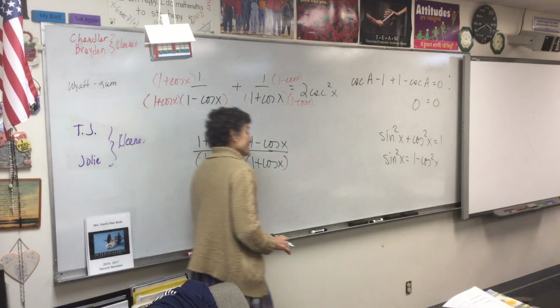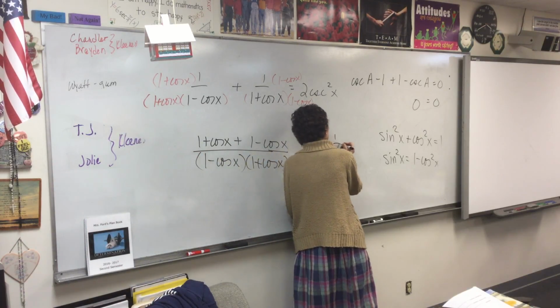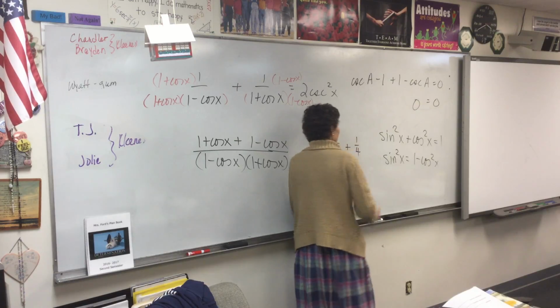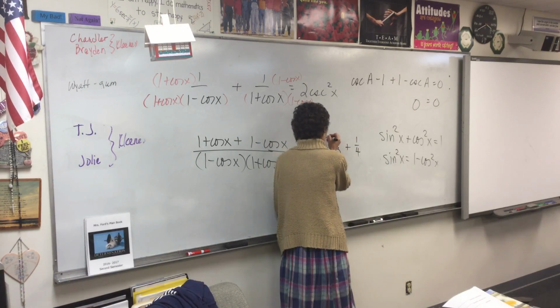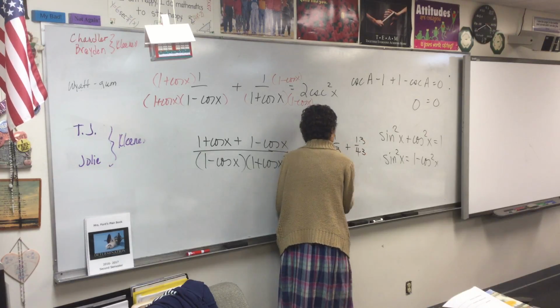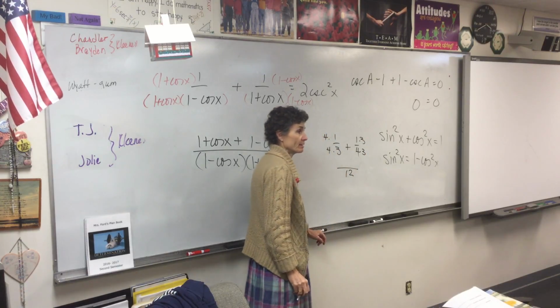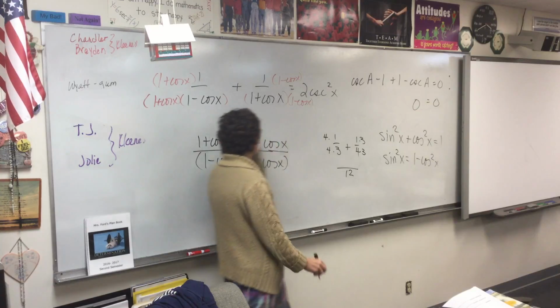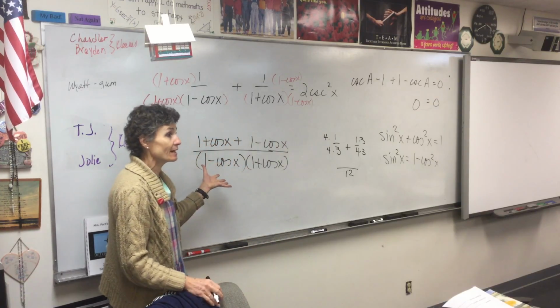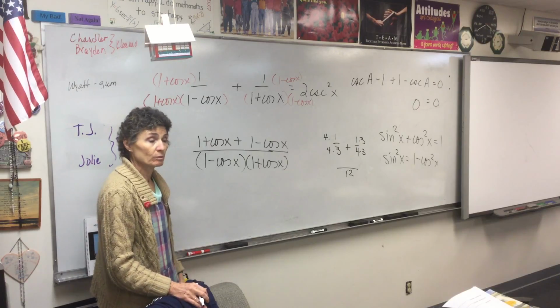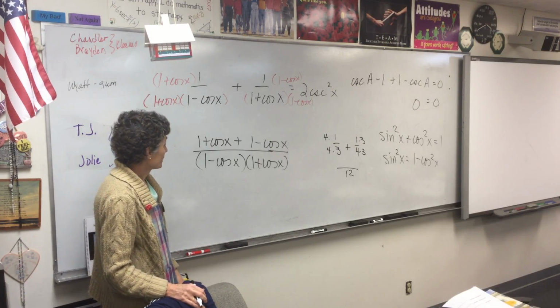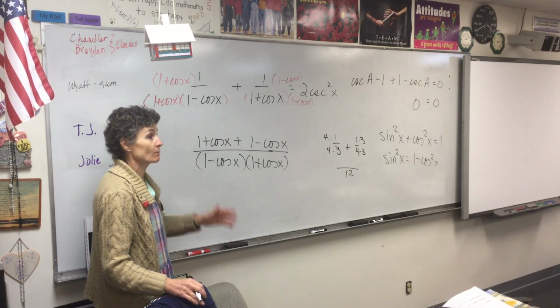What I just did, gang, is the same thing you would do if you were adding 1/3 and 1/4. You multiply this one by 4 and this one by 3 so that your common denominator is 12. That is exactly what I just did, but I did it with the functions instead of with numbers. All right, so where do you go from here now?